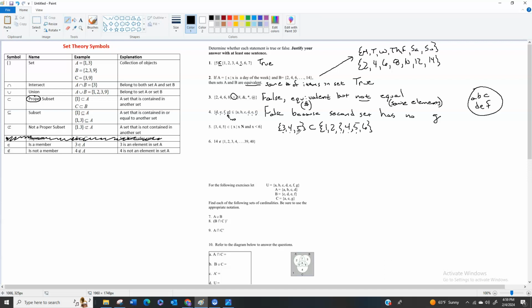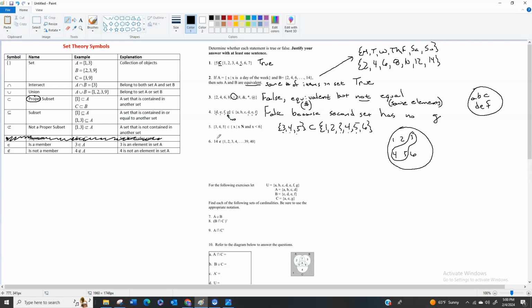So since this only has 3 items and this has 6, again, let me draw this out. So the original one, the bigger one, 1, 2, 3, 4, 5, 6, we could circle 3, 4, and 5 as like a subset, and we still have elements left over. So that makes it a proper subset, because you're not just recircling all 6 of them. So a proper subset has to have less elements than the second set has.